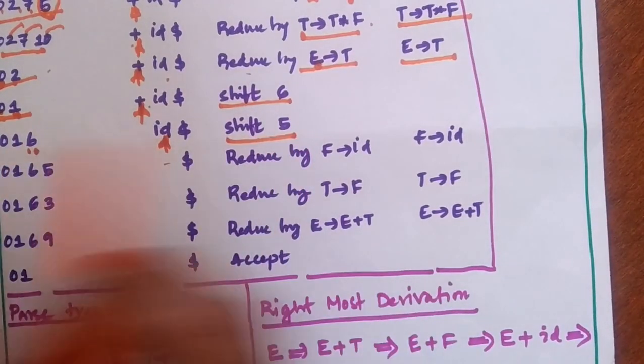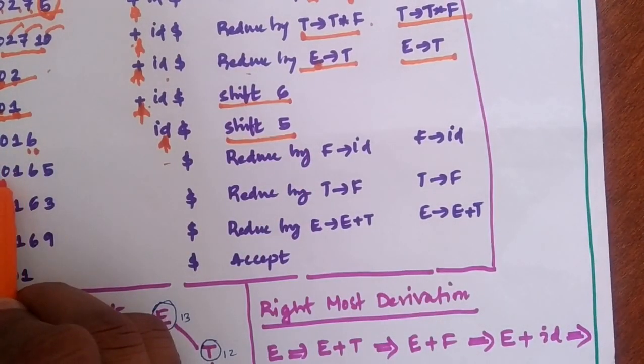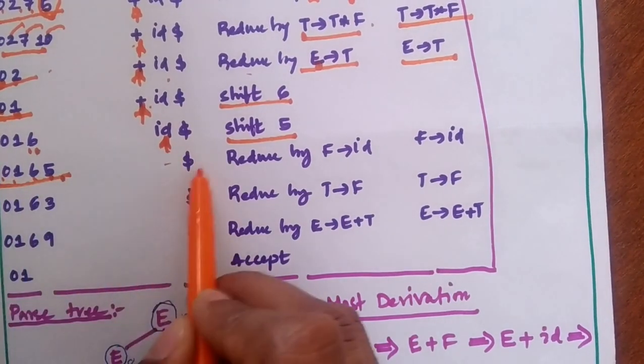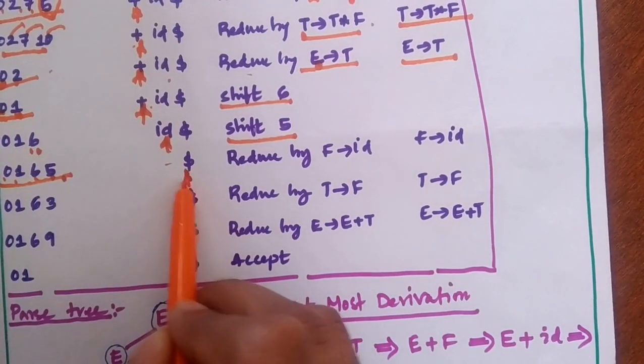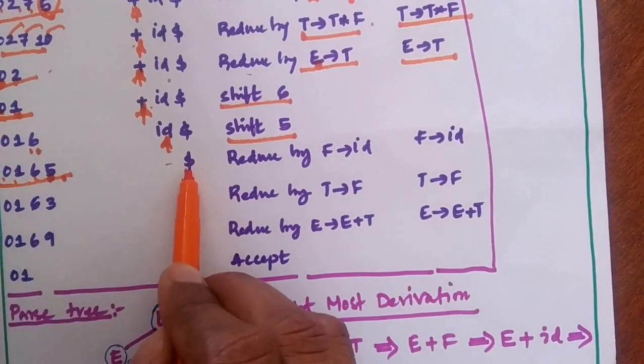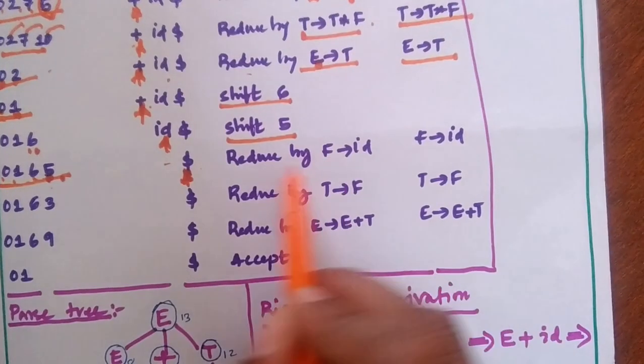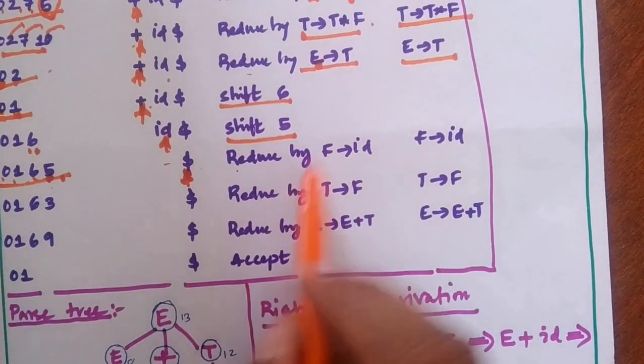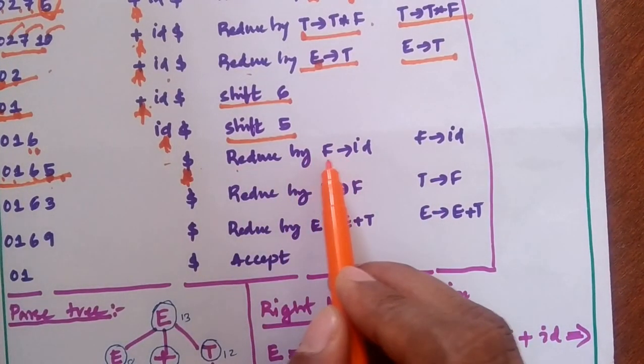Again it shifts the state 6 onto the stack top. So the stack is 0, 1, 6, 5, with 5 on top. Then advance to the next symbol. The next symbol is dollar. Then you can see that 5 and dollar is a reduction operation, because the action table contains R6.